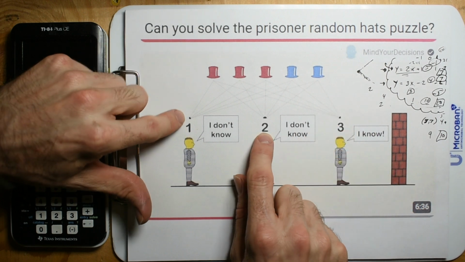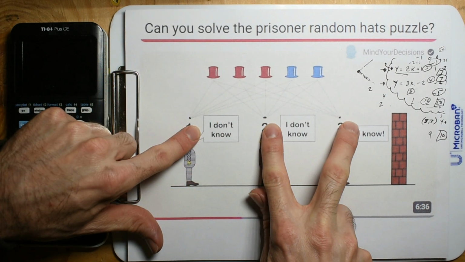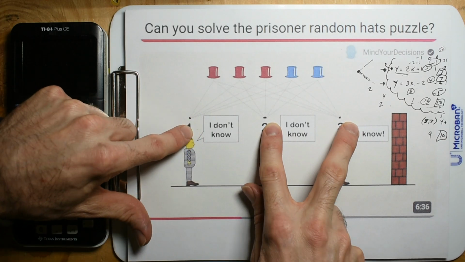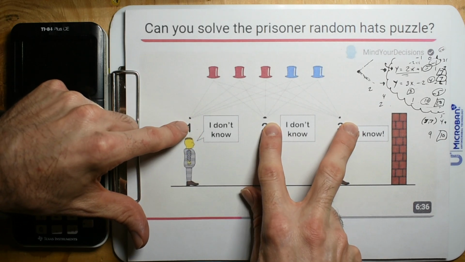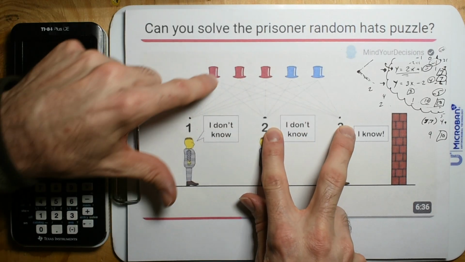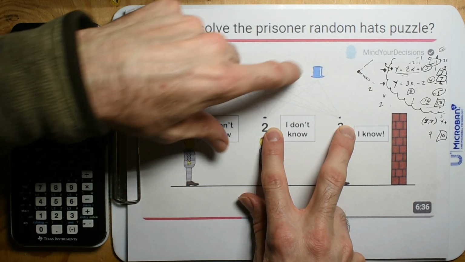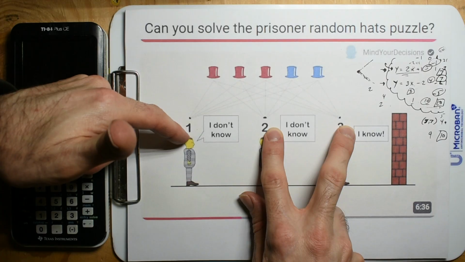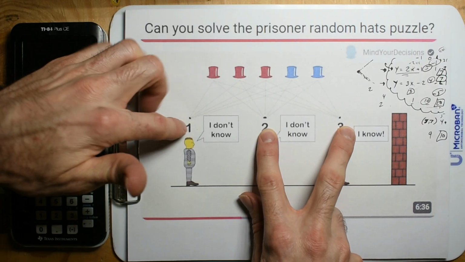So let's go over that. If all three have red hats, prisoner 1 says, I don't know if I have a blue hat or a red hat, because I only see two red hats out here, and I could either have this third red hat or one of those blue hats. I just don't know. Okay, hell yeah.